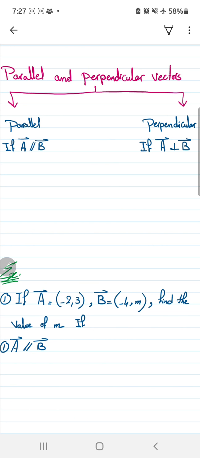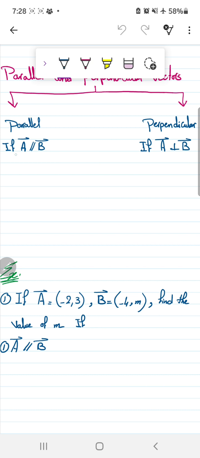Hello everyone. The last part in lesson 2 in unit 4, vectors. Here we will talk about the parallel and perpendicular vectors. If two vectors are parallel, it means they have the same slope.